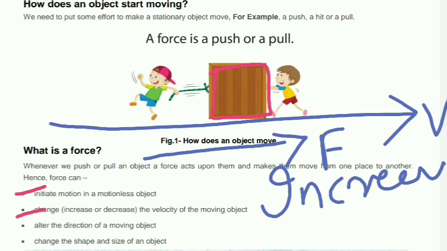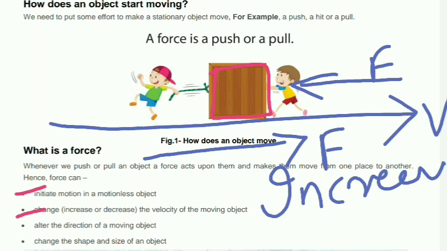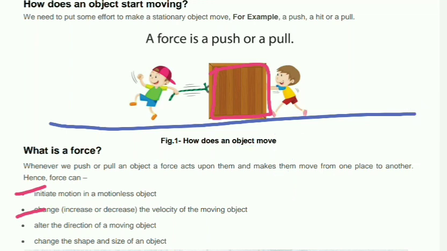Again, what will happen if we apply the force in this direction? If this is the direction of force, then the velocity will decrease, right? So we can conclude, if the force is applied in the direction of motion, the velocity will increase. If the force is applied opposite to the direction of motion, the velocity will decrease. Clear? Then another thing, force can change the direction of a moving object.